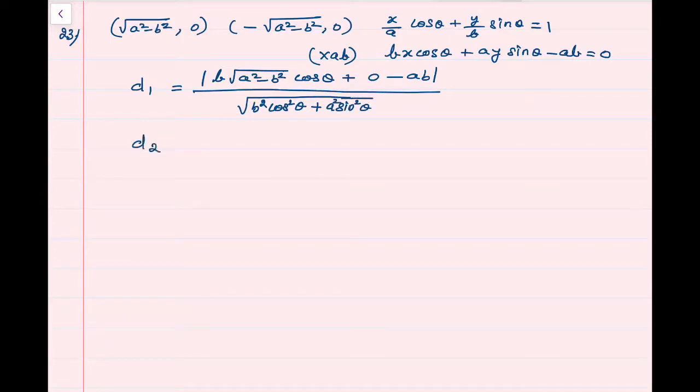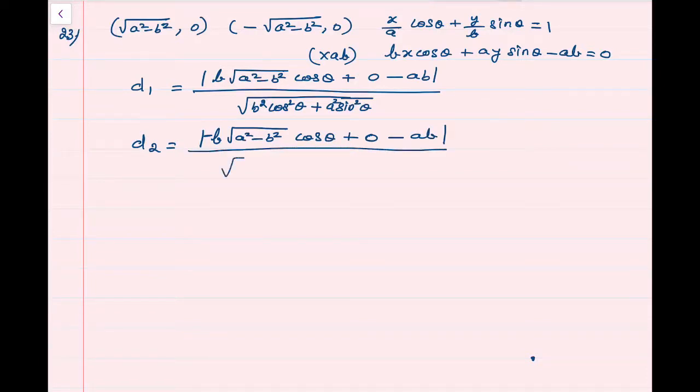Now distance d2 of the second point from the line, absolute value of b times the x coordinate, which is minus root of a square minus b square cos theta, y coordinate is 0, minus ab, divided by root of the same denominator, because we are using the same line. And we have to prove that product of these two lengths is b square.